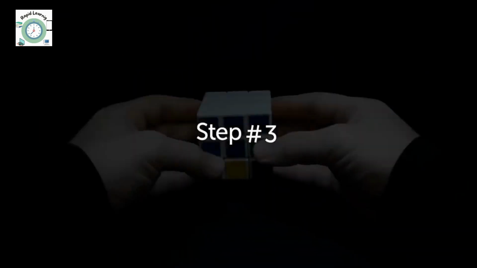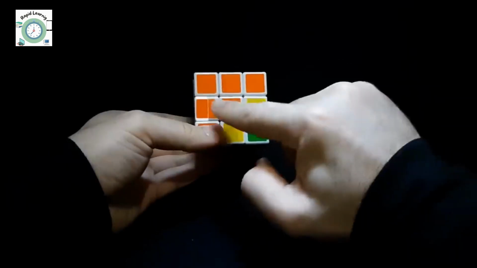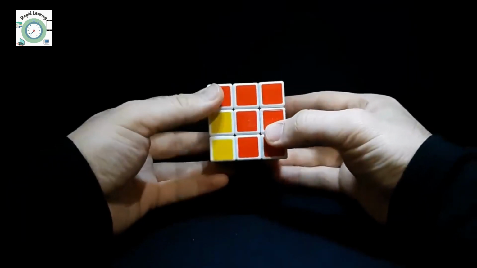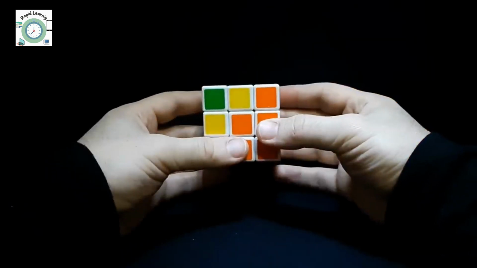Number 3. The middle layer. Solve the middle layer to match the outer block's color with the center color. Apply specific algorithms for each case.